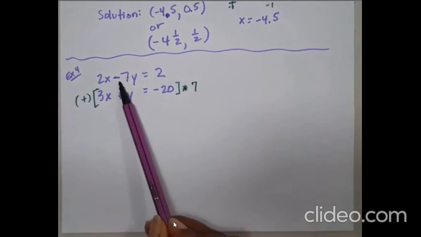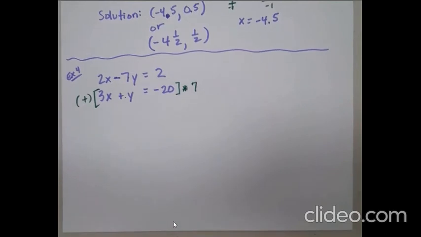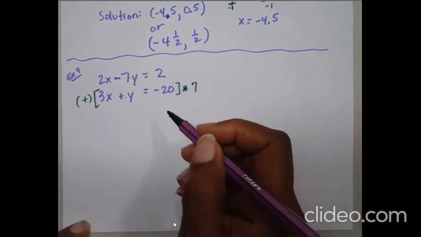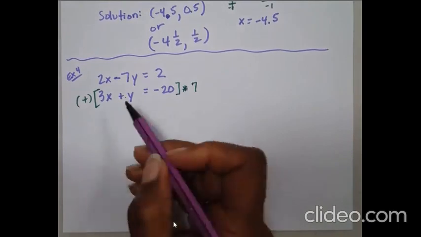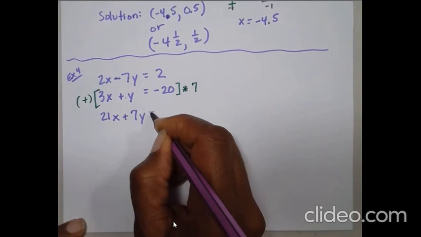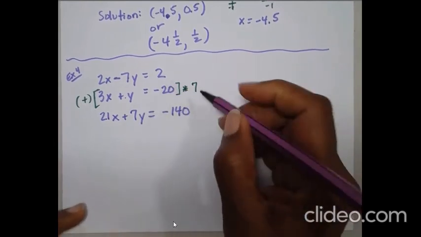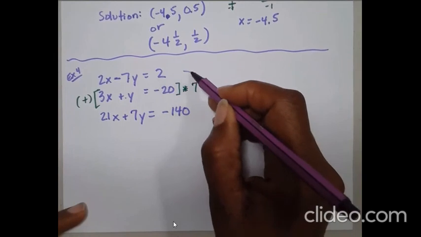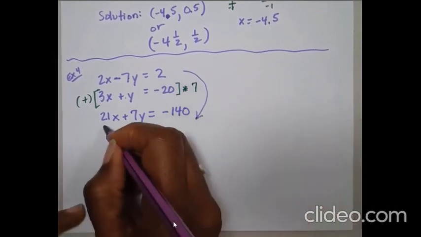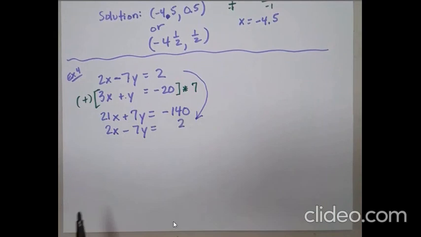Well, this is already negative 7. If we multiply this by 7, then we'll have positive 7y. So let's do that. We'll keep the first equation. Let's go ahead and multiply it first. So 3x times 7 is 21x plus 7y equals negative 140. Then I'm bringing equation 1 down. I'm just going to put it down here because it makes it easier to add them when they're right next to each other. You can really see what's going on. We're adding these two.